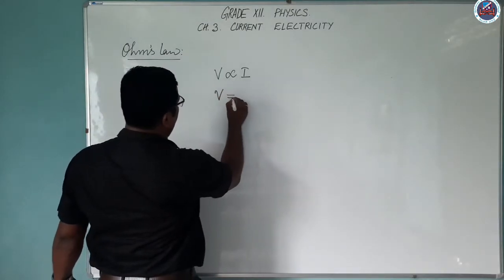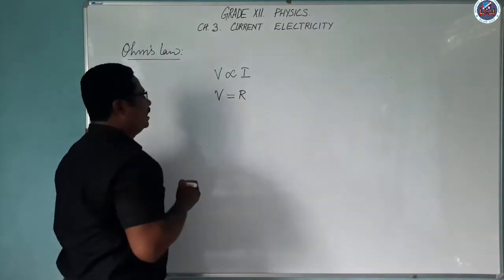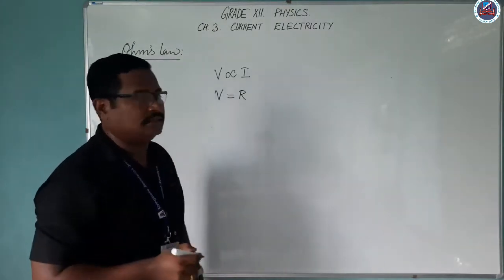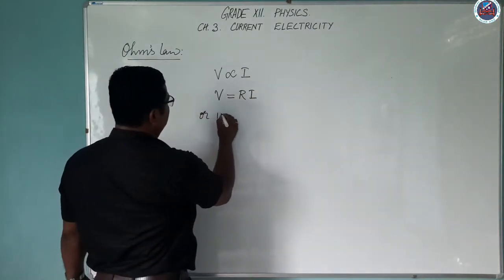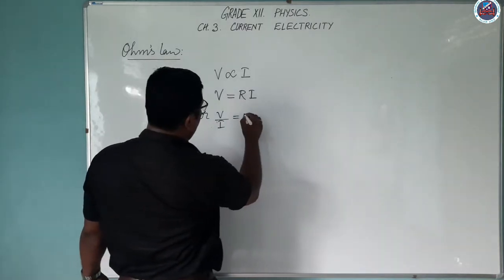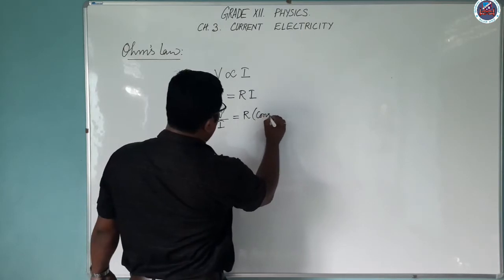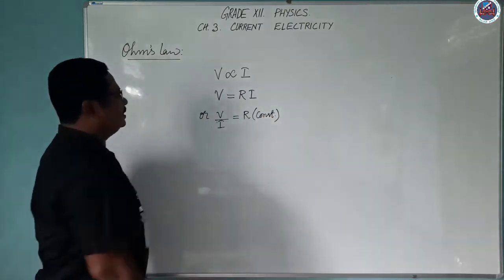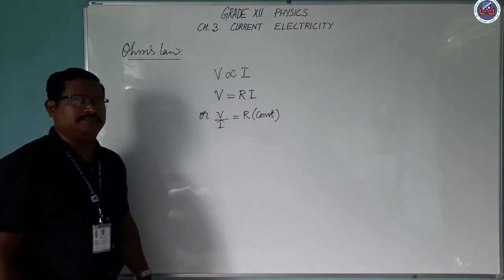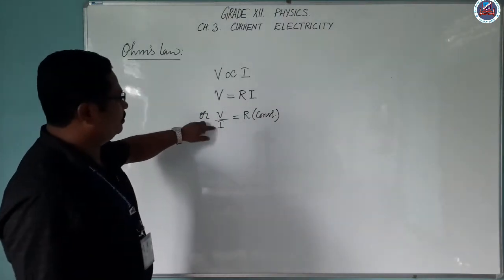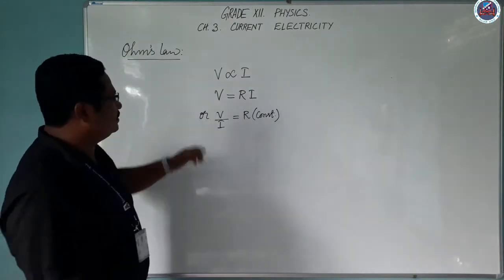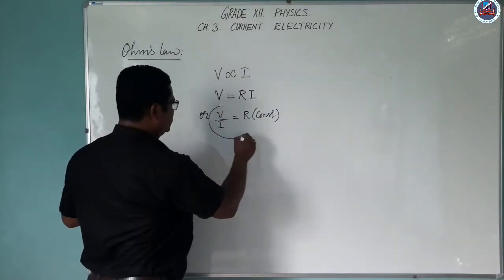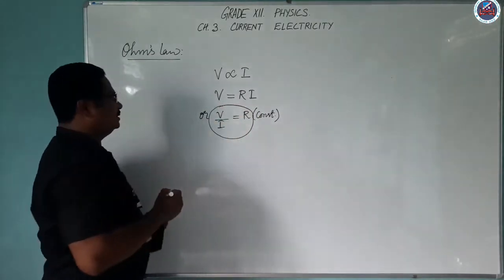When you remove the proportional sign, the constant term here, R, is called the resistance of the conductor: V equals R into I. Or we can write this as V by I. V by I is always constant. Here R is constant. As I said, R is the resistance of the conductor. So these two ratios always remain the same. Then we call it Ohm's law. And this gives us the relation between potential difference, electric current and resistance.